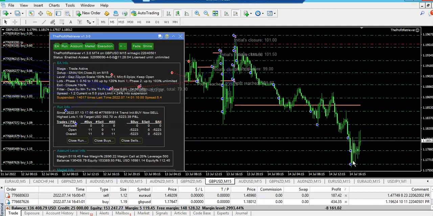But it will also always work out to make a profit, because even if this goes even lower, it will open up more and more positions, and this profit line will come down. And as soon as there's a retracement and it reaches that line there, it will cash in all these positions. So far, there's 11 positions open.